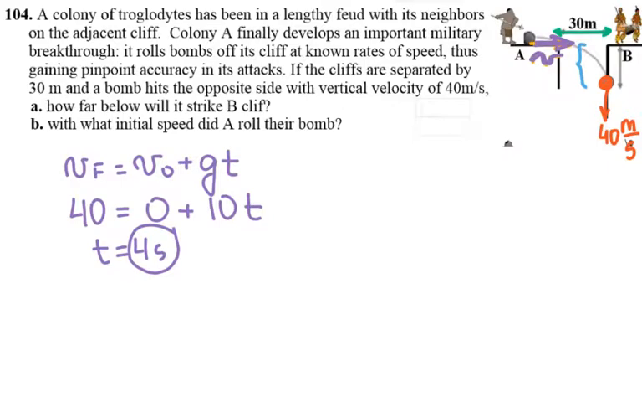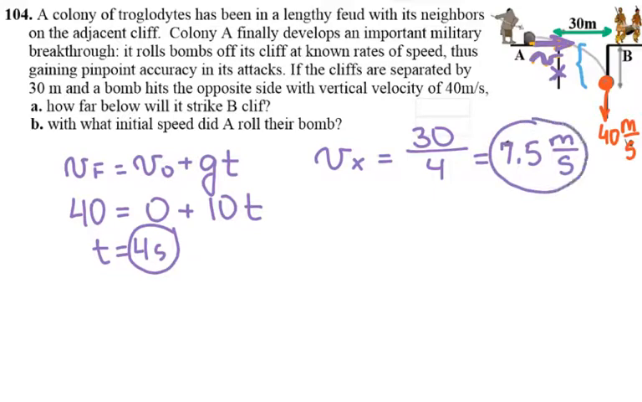So if it travels across in 4 seconds, then I can find the horizontal velocity, which I'm going to call x. Horizontal velocity is the distance it travels, which is 30 meters, over the time it takes to cross. So that will give me 7.5 meters per second. So I figured out the horizontal velocity.